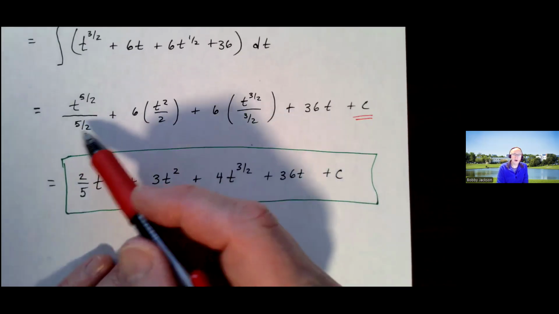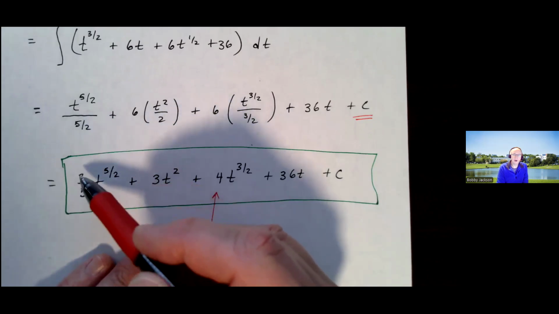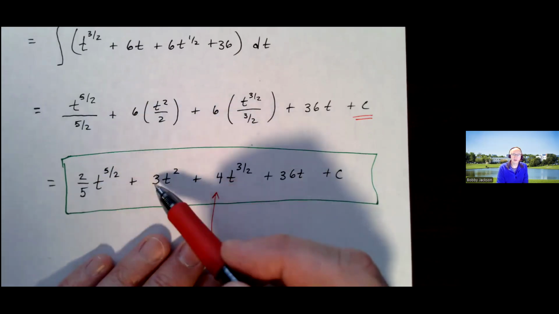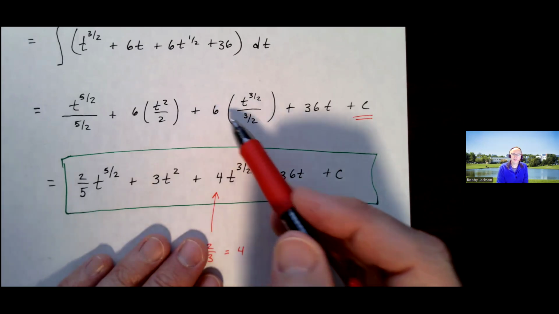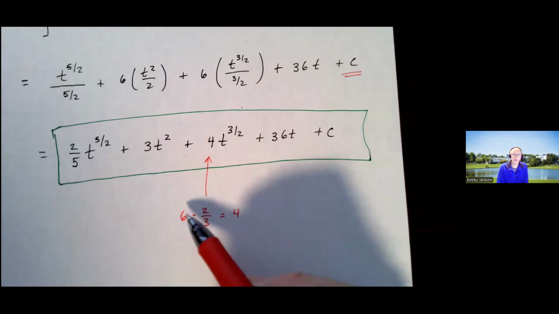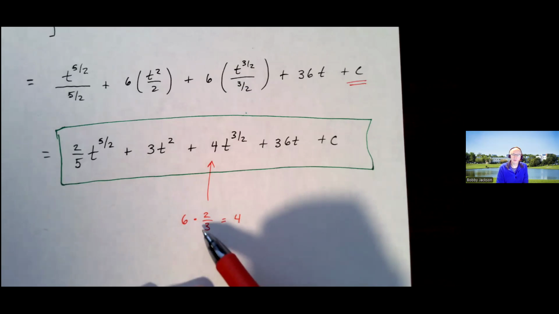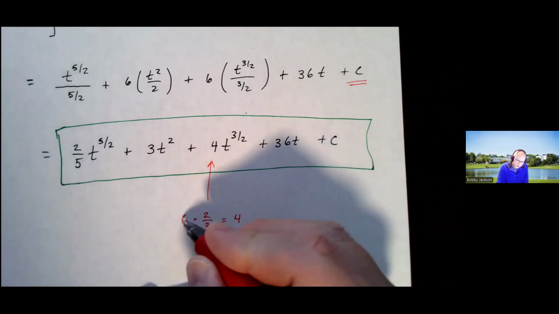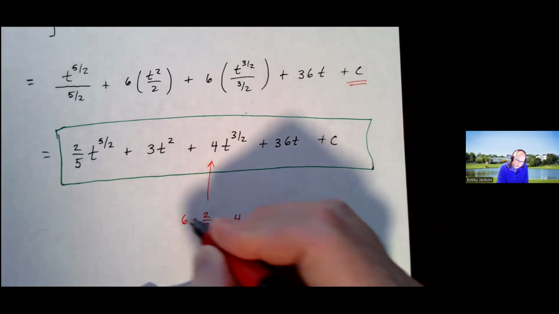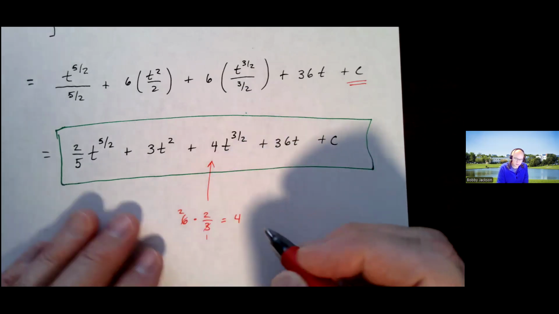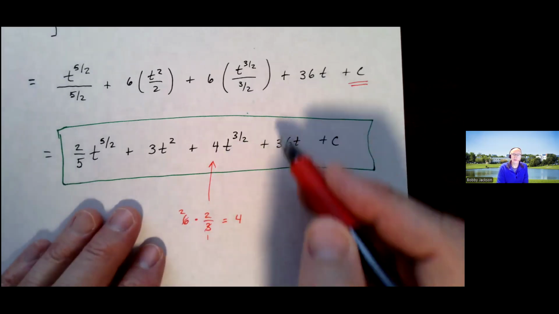So cleaning it up, dividing by 5/2 is the same as multiplying by 2/5. 6 divided by 2 is 3. 6 divided by 3/2 is 4. Why is that? Because when you divide by 3/2, you multiply by 2/3, and you can see 3 divides into 6 twice. 2 times 2 is 4. And then, of course, 36t.